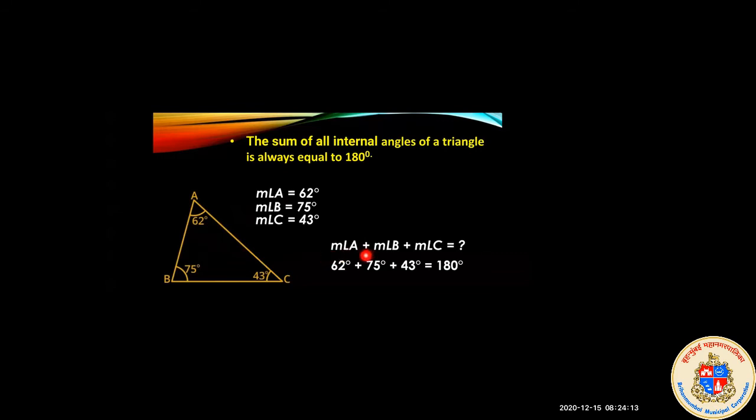So if we add 62 degree plus 75 degree plus 43 degree, you will get 180 degree. So the sum of all internal angles of a triangle is always equal to 180 degree. Like this you can find out the examples.